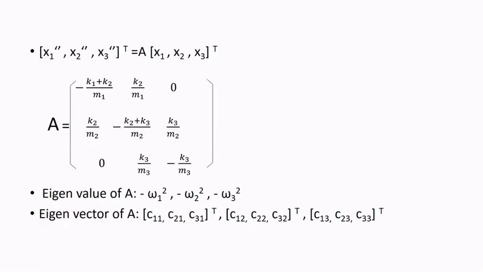So for three pairs of spring and masses, x double prime equals A multiplied by x. Since we know that x should be sinusoidal, the eigenvalues equal minus omega squared. Omega is the angular frequency. For three eigenvalues, we also have three eigenvectors.